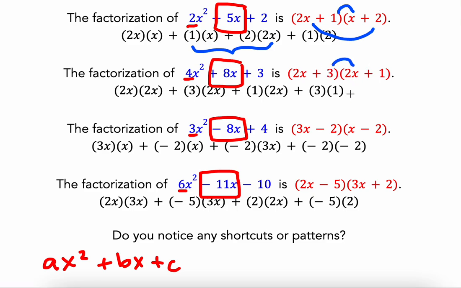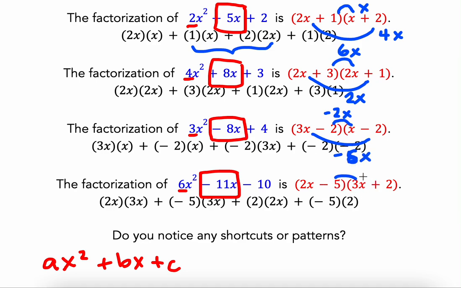Here, 3 times 2x is the 6x. 2x times 1 will get me to 2x, so 6x plus 2x is 8x. Okay? So I do have to do a little bit more mathing to get there. Negative 2 times x is negative 2x, which will be combined with this 3x times negative 2 for negative 6x, so that they add together to get negative 8x.